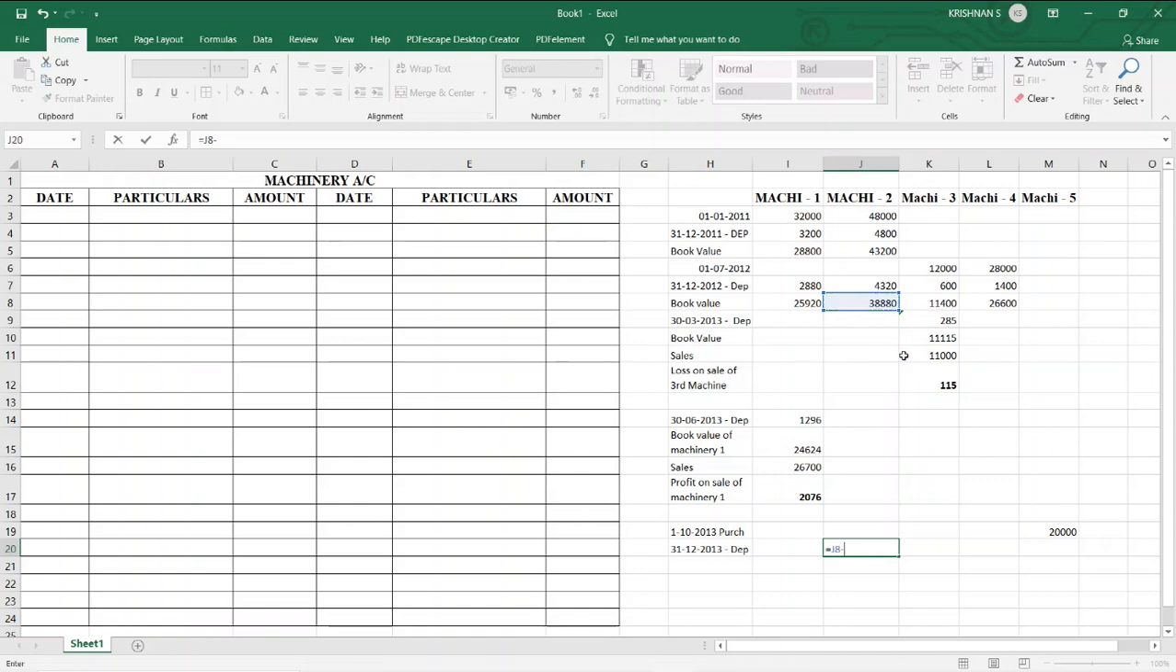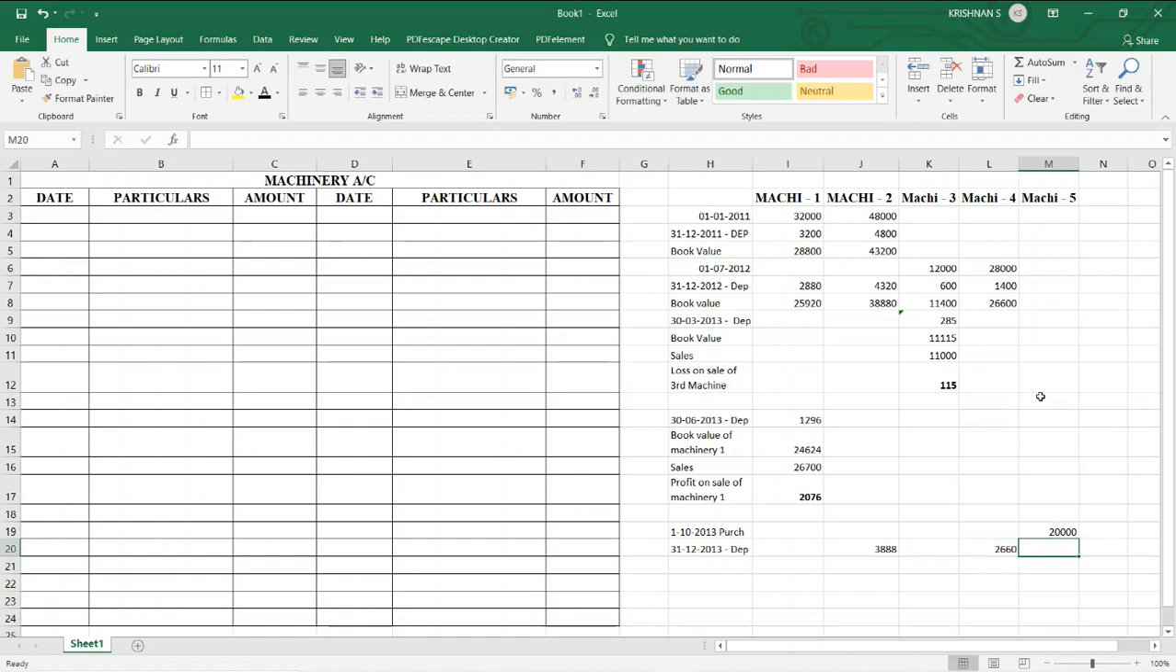Into 10 divided by 100, that's all, 10%. Here we need not calculate depreciation because this machinery was sold. Then we need to calculate depreciation for this machinery, which was purchased on 1/7/2013. So depreciation is equal to 26,600 into 10 divided by 100.